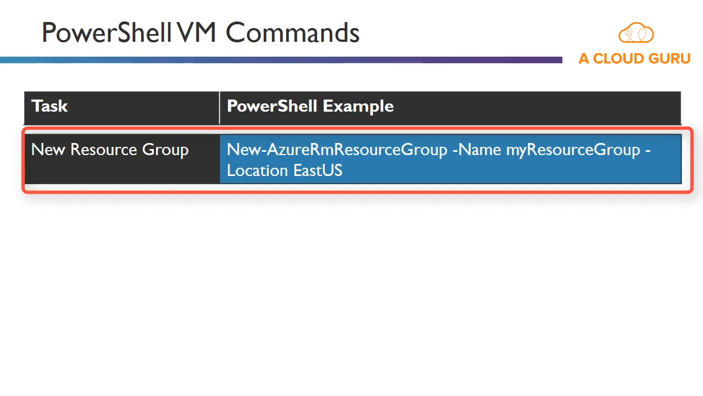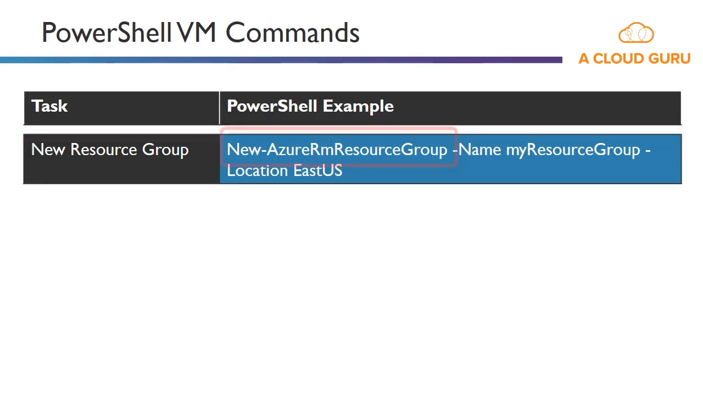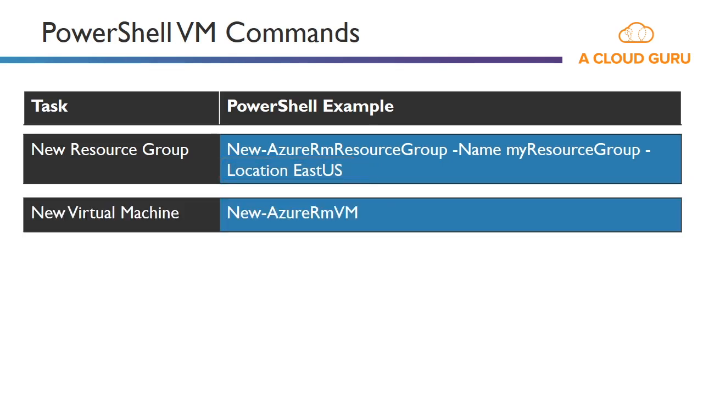First of all, new resource group. To use this PowerShell command, use the cmdlet New-AzureRmResourceGroup. You then pass two parameters to it. -Name is our first one, which is our resource group name that we would type in after that, and then -Location, which would be East US as an example, or North Central US as I used previously when I deployed the virtual machine using the portal.